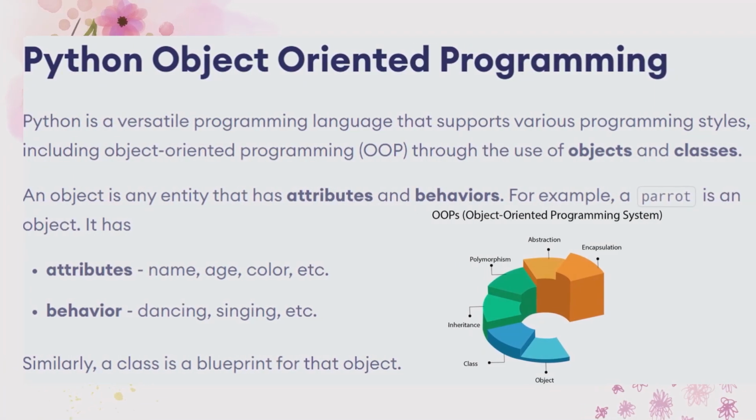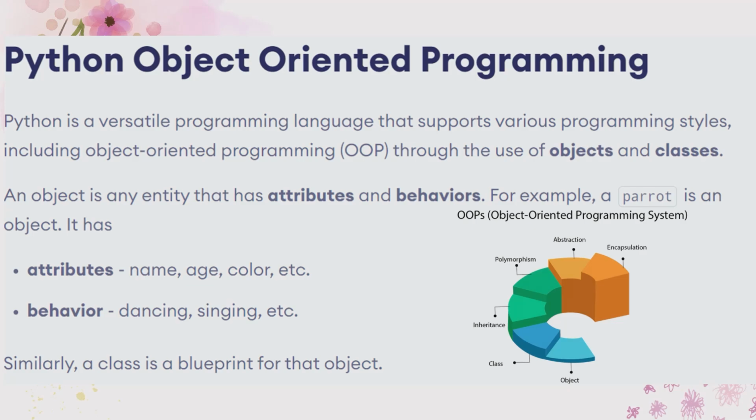Before getting into the OOPS concept, let me just tell you what is Python and why we are using it. Python is a versatile programming language and it can be used on any platform, hence it is called cross platform. You can use it on Mac, Windows, Linux, or any sort of platform that is available, and it is also a user friendly language.